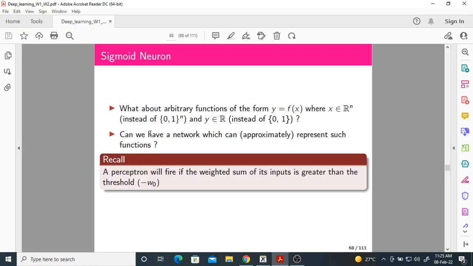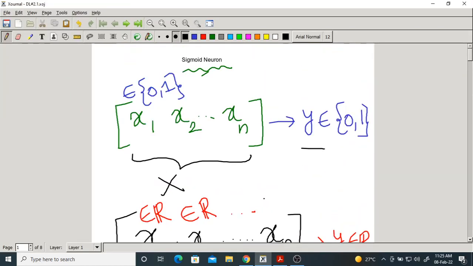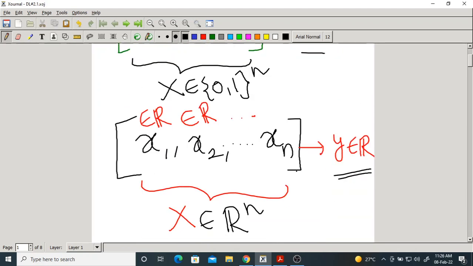Now that is what is sigmoid neuron. Here x belongs to R power n instead of 0 to 1 whole power n, and y belongs to R instead of 0 and 1. So what happened? If each and every feature of this vector x is a boolean, then obviously the vector capital X belongs to 0 to 1 whole power n. Everything is boolean, output is also boolean. But in sigmoid neuron, every feature of a vector x can be a real value as well as the output can also be a real value.